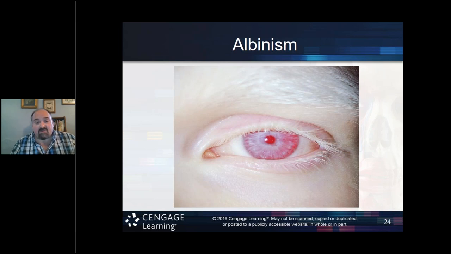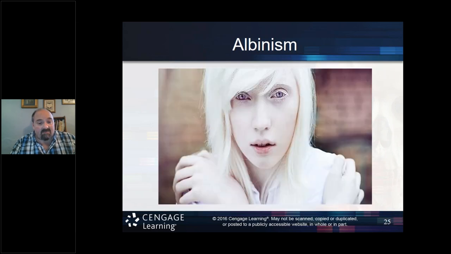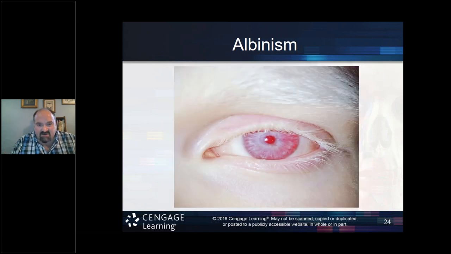Albinism, you're seeing here, we'll have a lack of pigmentation in the hair, in the skin, in the iris, where we can see that there's more of like blood vessels and pinkish. It's a little bit hard to see, but you're seeing the blood actually showing through in the pigmentation of the iris. And know that this hole right here is called the pupil.